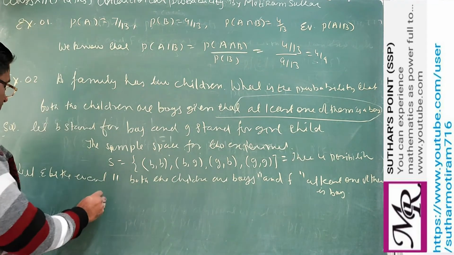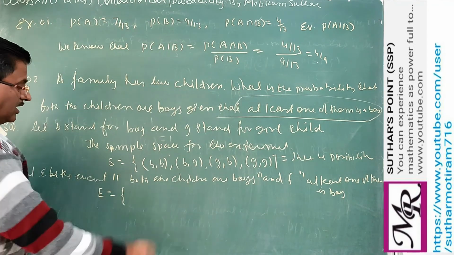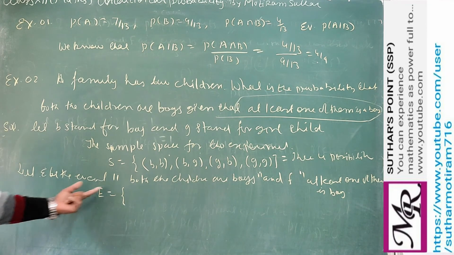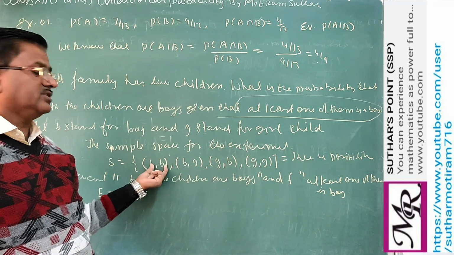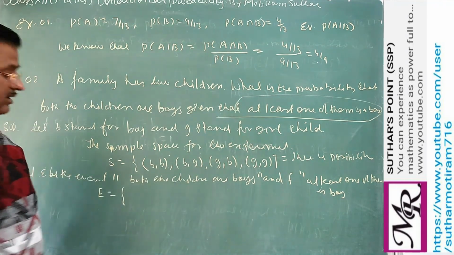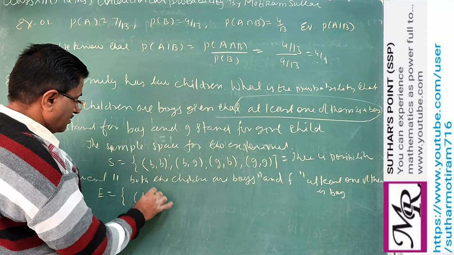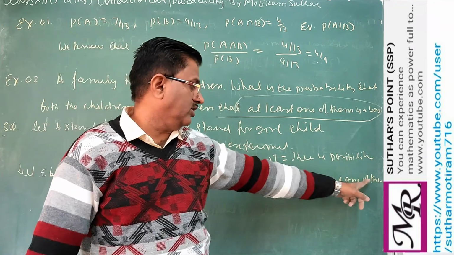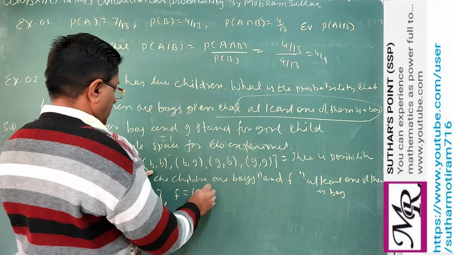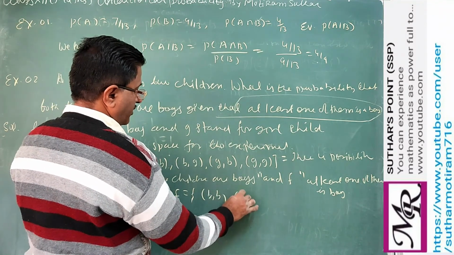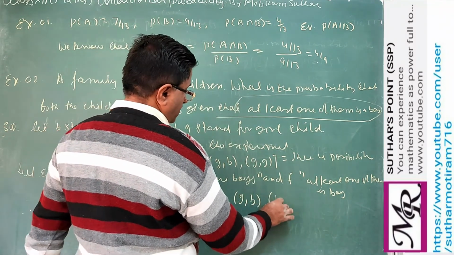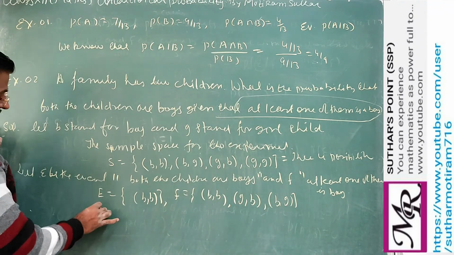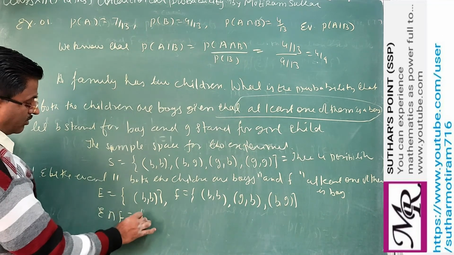So the possible outcome for E says both will be boys. Both children are boys. How many cases? Only one, BB. F says at least one of them is a boy. Again BB, or it may be GB, or it may be BG. Now common to both E and F is only one point, that is BB.